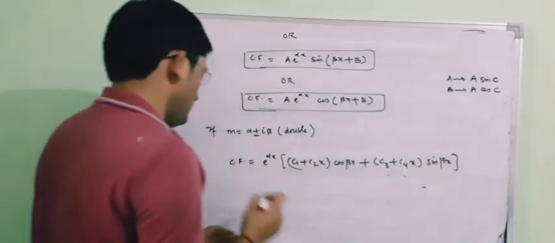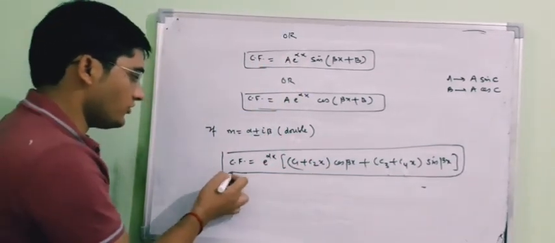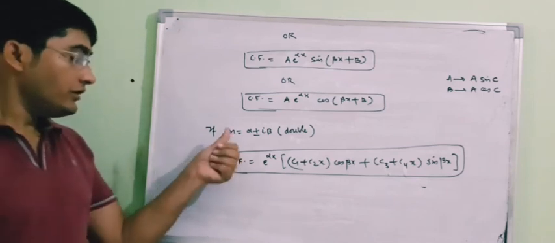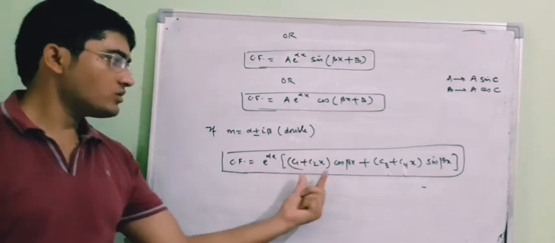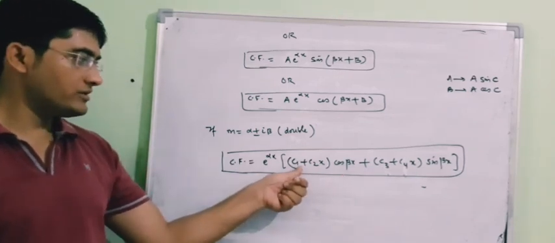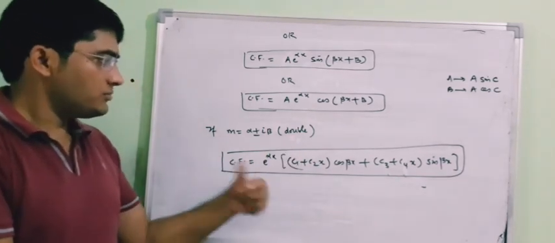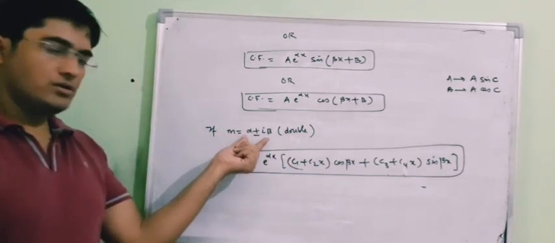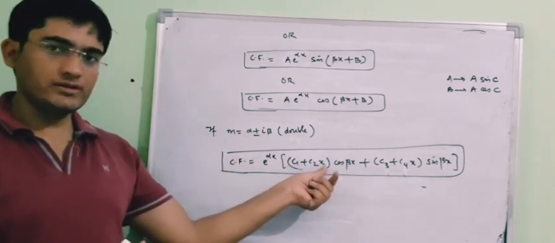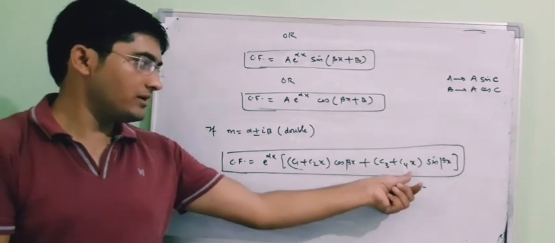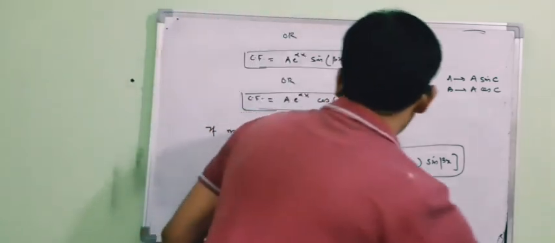So if the roots of the auxiliary equation are conjugate and occur in double, then we write c1 as c1 plus c2x. If these roots occur in triple, that is three times, then we will have (c1 plus c2x plus c3x squared) cos beta x plus (c4 plus c5x plus c6x squared) sin beta x. So this is your complementary function.